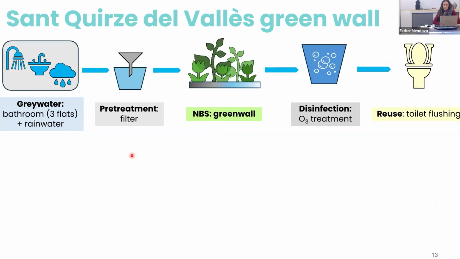This is a real case that we've been monitoring for over a year, the one in San Quirze del Vallès. In this case, the greywater is gathered only from the toilets, and it also combines rainwater harvesting. From the rooftop, they have some pipes, and they can send the rainwater to the tank when it rains. This mixed water goes through a pretreatment, also a filter, and then it goes to another green wall. After a disinfection step with ozone, it can be reused, and it's actually reused for toilet flushing. So this is a real application. It's been like that for over a year.